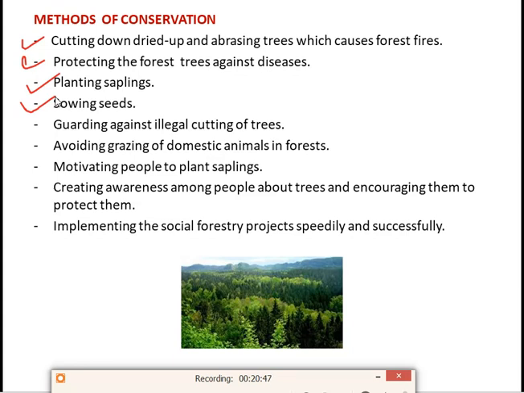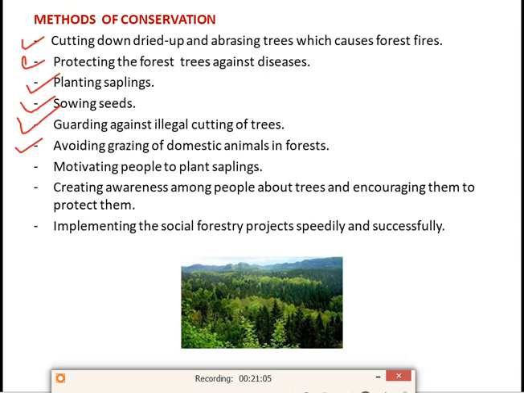So we have to look into that. Avoiding grazing of domestic animals in the forest. Sometimes many of the people will leave their cattle or cows or goats in the field or in the forest for grazing the grass. So this should not be done, so we have to avoid that.